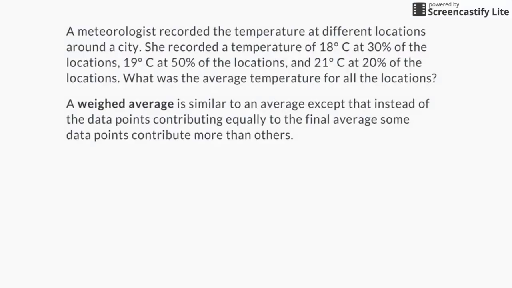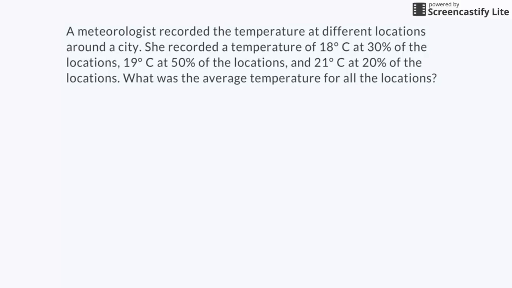To find a weighted average, I'll first multiply the temperature reading by the percentage of locations where that temperature occurs. This means 18 times 30%, 19 times 50%, and 21 times 20%. Next, I'll put this information in the formula for finding the average, the mean. So I have 18 times 30% plus 19 times 50% plus 21 times 20% in the numerator.